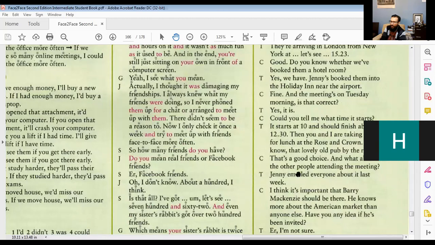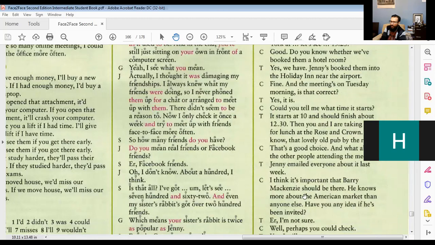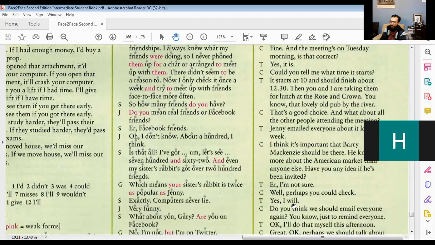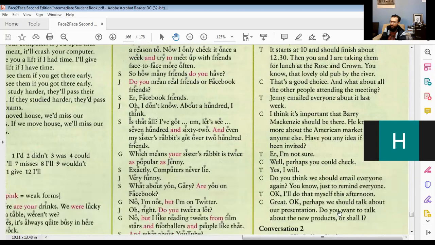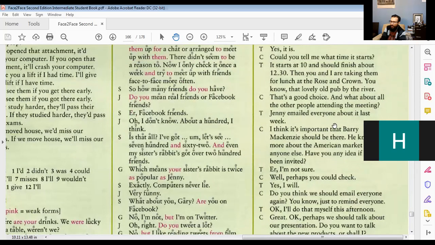And what about the other people? Have you any idea if he's been invited? Yeah, there it is. This is number 4. Have you any idea if he's been invited? And the last question, number 5, is about emails. Do you think we should email everyone? This was the last question. So this was the correct order. Okay? Yes.